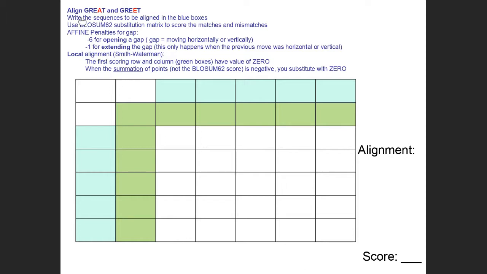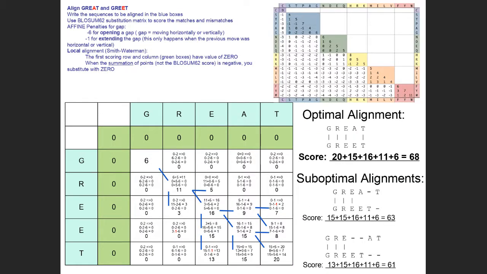So I'm giving you examples. Here you can align great and greet. Here are the answers, when you want to check. And for each of these three possibilities, how did I end up here? Here I marked something in red to draw attention to the fact that if I was here on the 16 and I went horizontally, I opened a gap here, so -6, I got a 9. But if I'm not opening a gap but extending a gap, then it's -1.